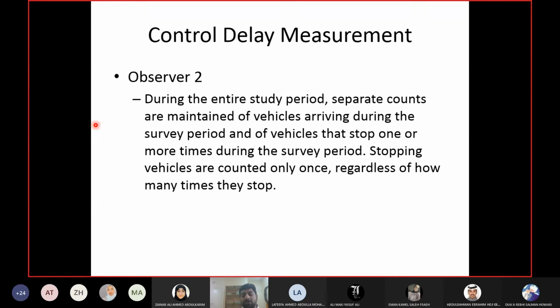Now a vehicle may arrive and stop. So he will add 1 in the vehicles arrived, and he will add 1 in the vehicles stopped. This vehicle starts to move, and then it stops again. Observer 2 will not count it again. Vehicles are only counted once, when they stop for the first time. So these are the observations from the two observers.